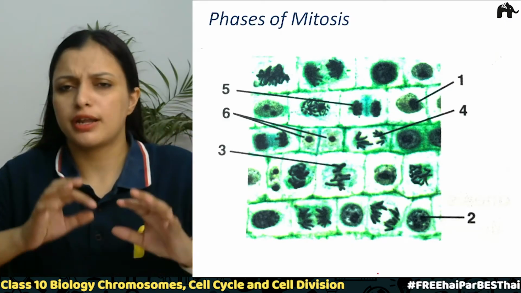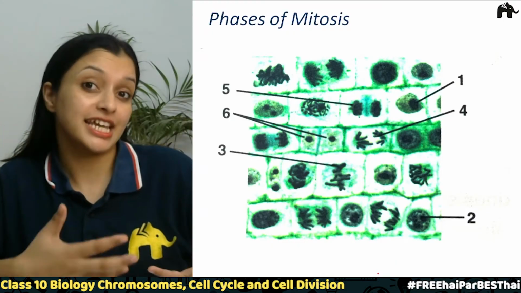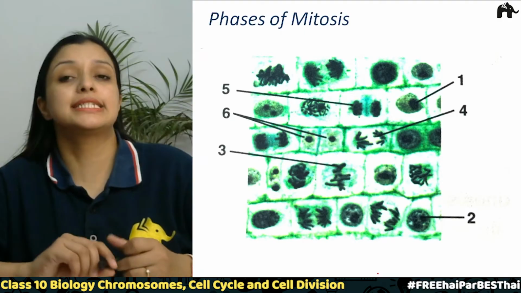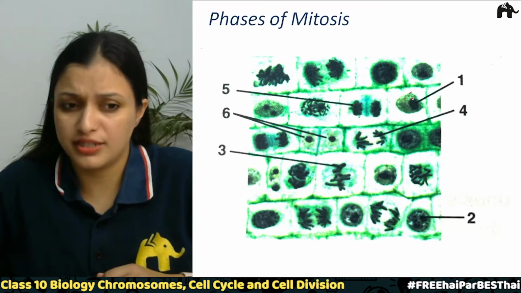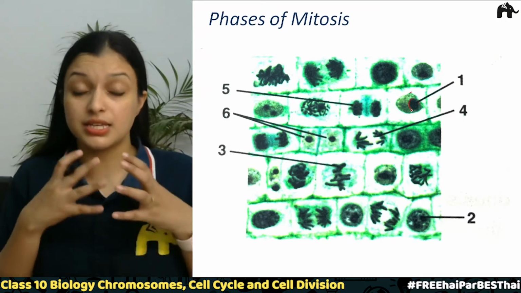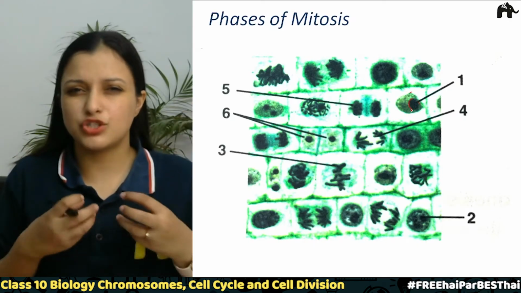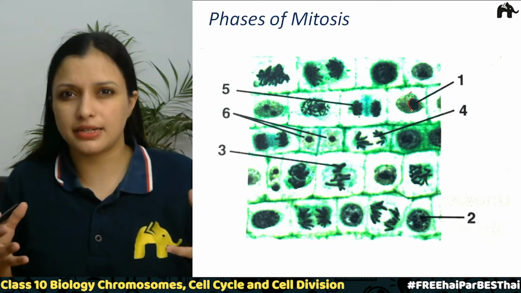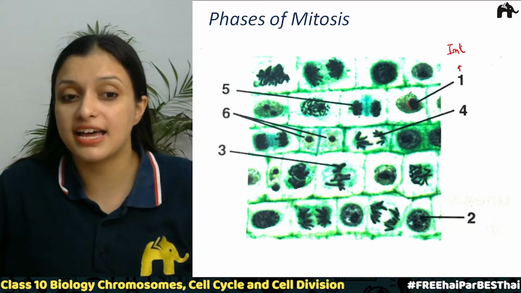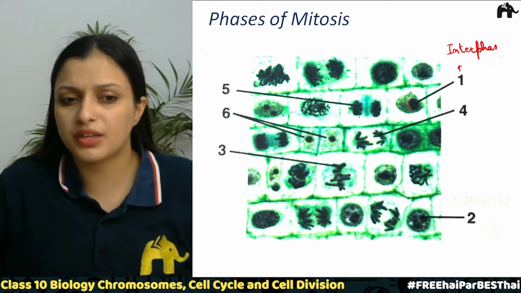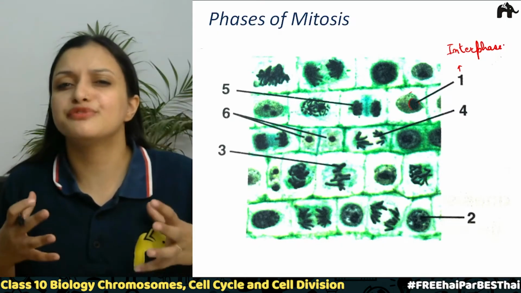Do you see this picture? We have numbered it from 1 to 6, and we will be recapitulating the stages of mitosis. So let us start with 1. Basically this is the cell, this is the nucleus, and inside the nucleus there are these thread-like chromatin structures, an entangled mass. What do we call this phase? We call this phase interphase, where the cell is metabolically very active.